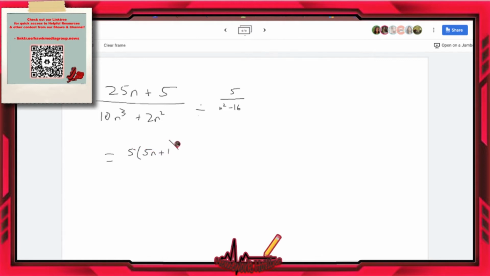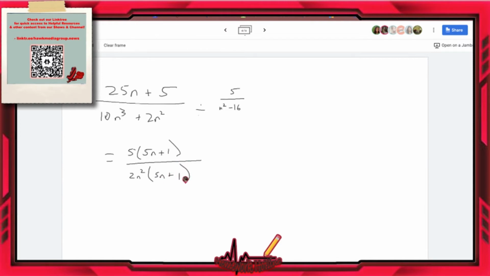Now we can work on the denominator. 10n to the third power plus 2n squared. There's also a GCF we can take out here of 2n squared. And we're left with 5n plus 1.